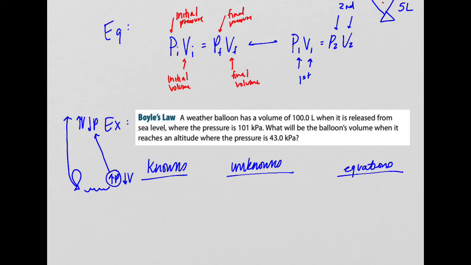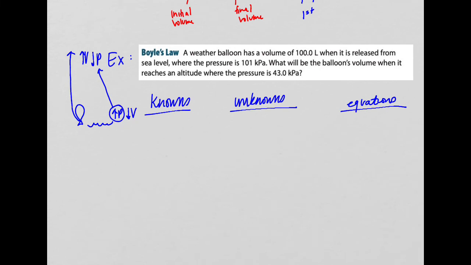Okay. So let's write down everything we know. We know that the weather balloon has a volume of 100 liters when it is released at sea level. So that's our initial volume. Vi equals 100.0 liters. And the initial pressure is 101 kPa. What will be the balloon's volume when it reaches an altitude where the final pressure is 43.0 kPa? And we're looking for what will be the balloon's volume. So what is the final volume?